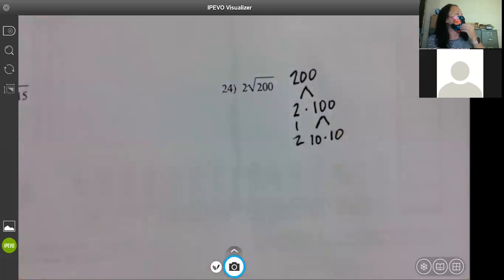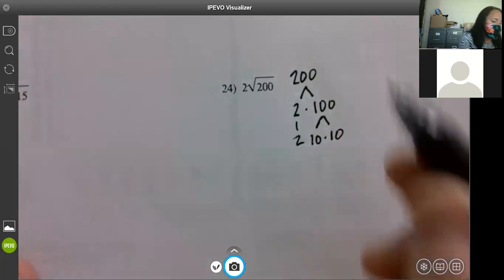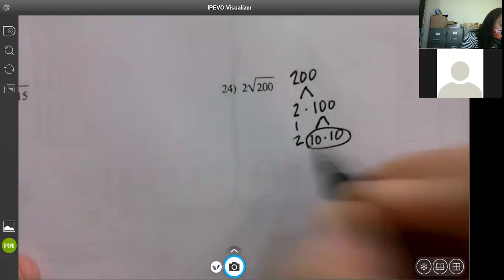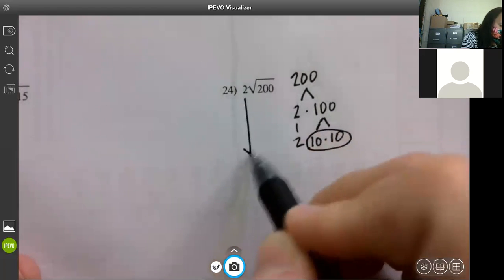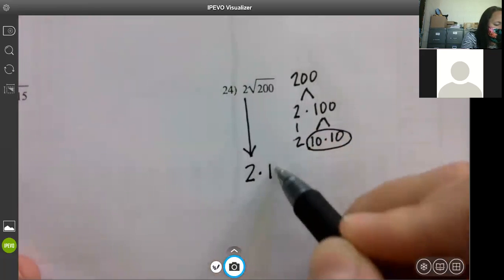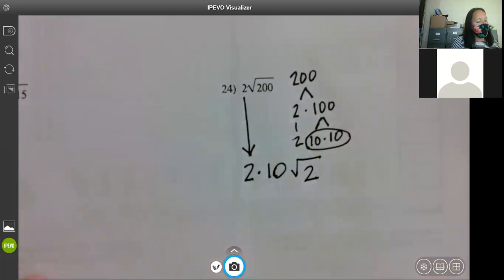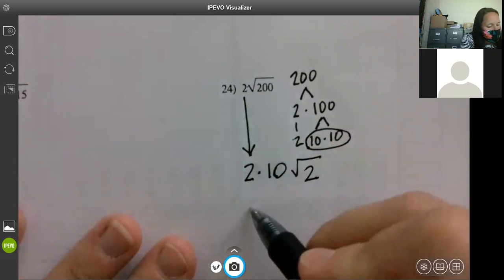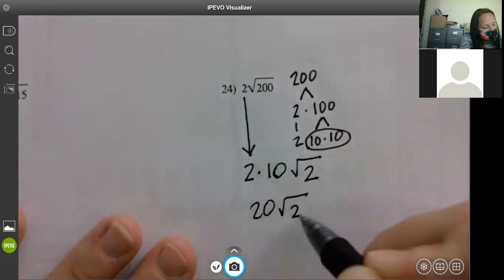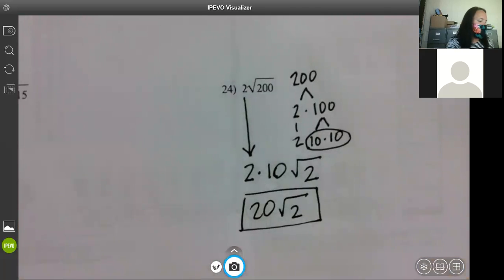10 and 10. The only reason I did that is because I knew they were going to be pairs. So I wanted to go ahead and do that instead of keep breaking it down 40 times. If you already know pairs, go ahead and try to find those. So I have a pair of 10s. I got to remember to bring down the 2. I pulled out a 10 and I left a 2. 2 times 10 is 20. Leave the square root of 2.